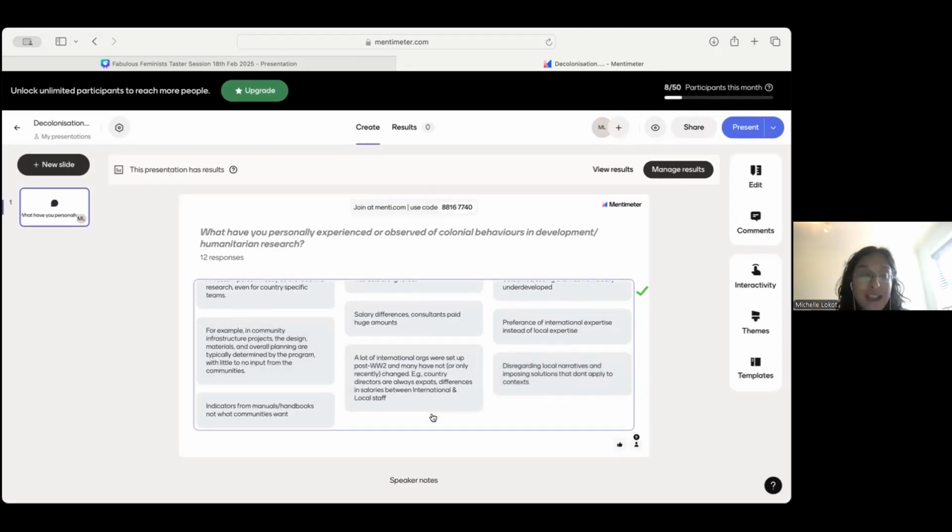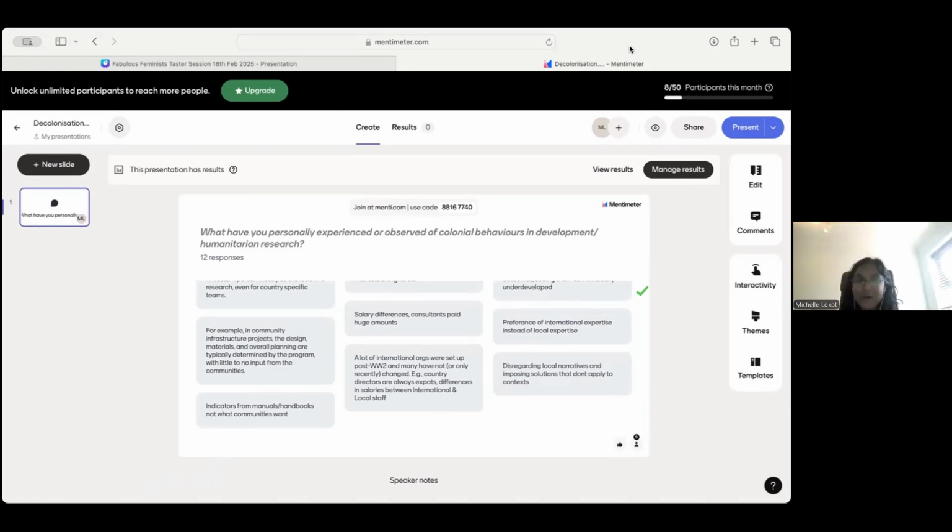Indicators from manuals and handbooks are being used, not what communities want. And we see that a lot, this kind of idea that, well, these are the indicators for the program. This is how we measure change. And people don't really prefer to engage the communities or to draw on their experience.